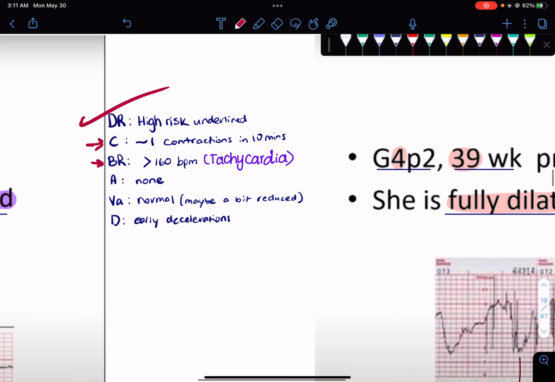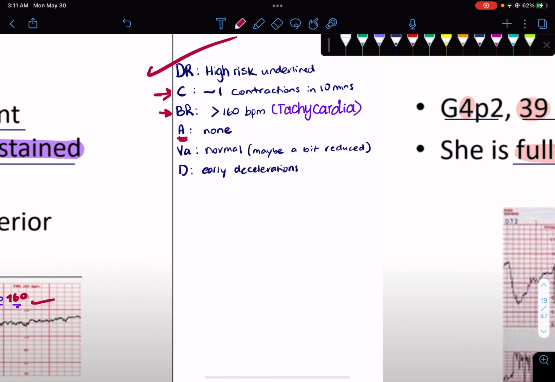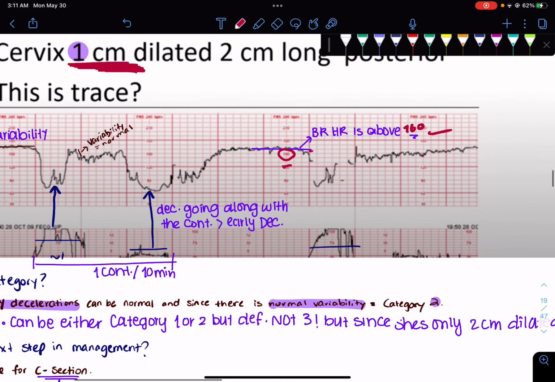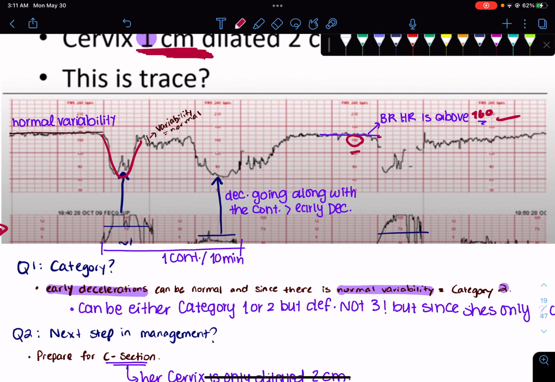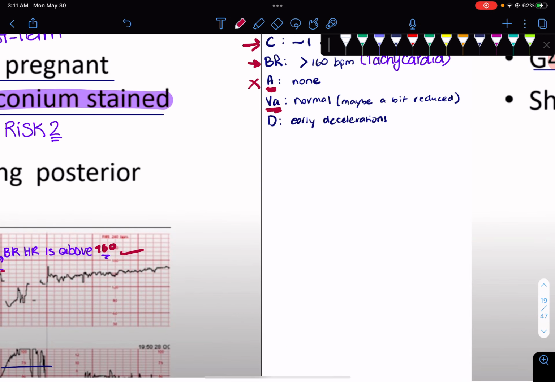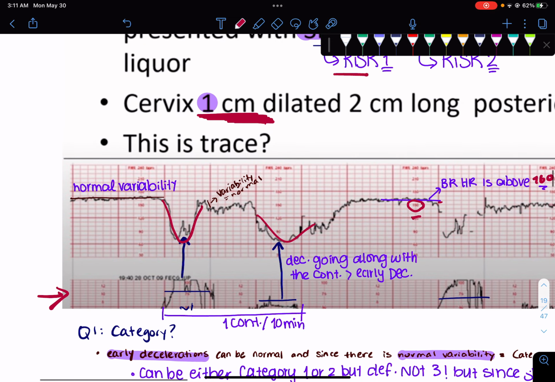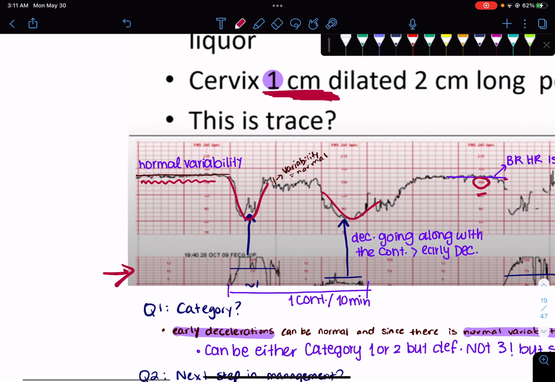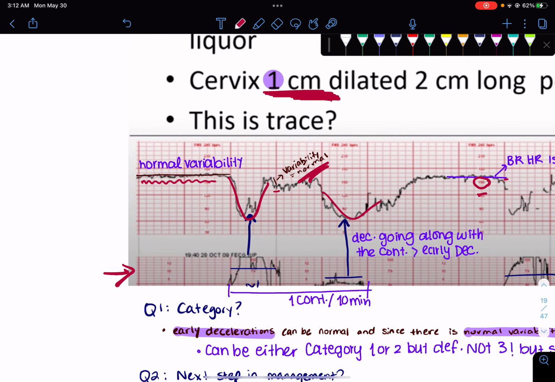Okay. So let's look for the presence of any accelerations. There are no accelerations, they're all decelerations. This is a bad sign. No accelerations. Let's see variability. So this is the variability, which is weirdly considered normal, although I don't see it as normal. So she has normal variability or slightly reduced. We can say moderate variability. Okay. But no, look here. Yeah. So variability is normal.